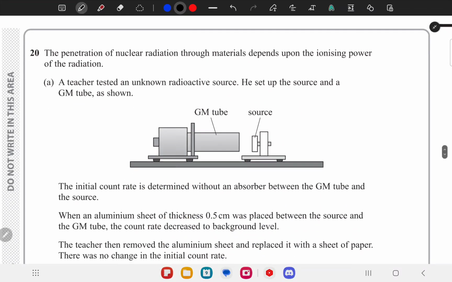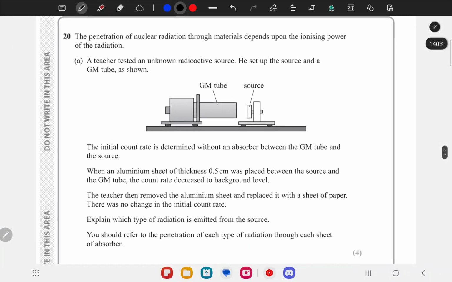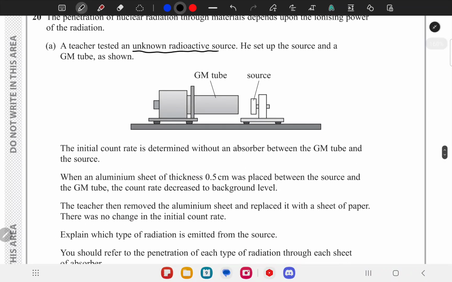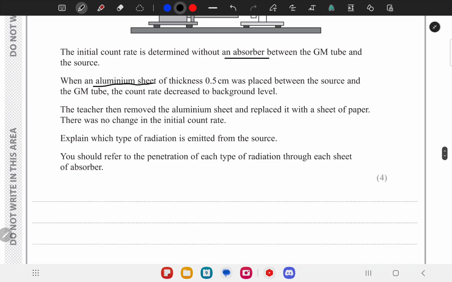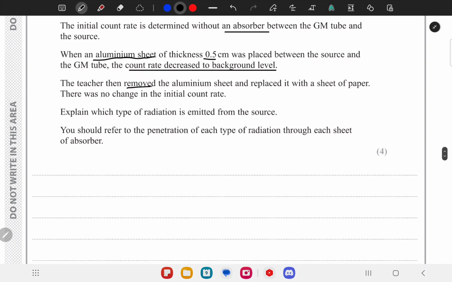We have another question about radiation over here. We are told that an unknown radioactive source was tested with a GM tube. The initial count rate is determined without an observer. And then we are told that when an aluminum sheet of thickness 0.5 cm was placed, the count rate decreased to background level. The teacher then removed the aluminum sheet and replaced it with a sheet of paper. There was no change in the initial count rate. We have to explain which type of radiation is emitted.